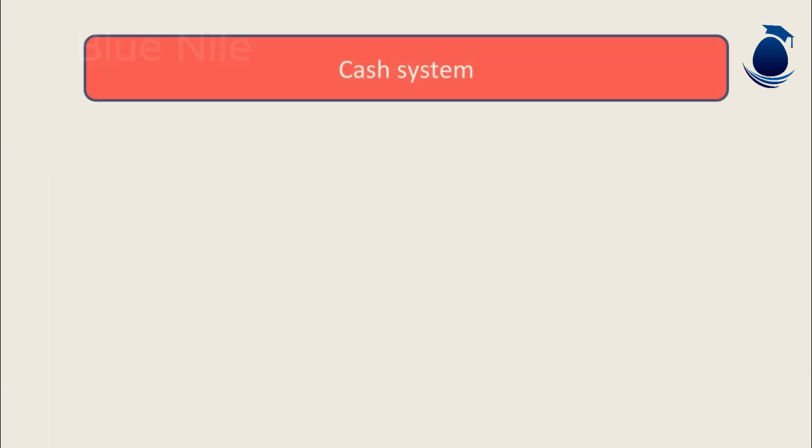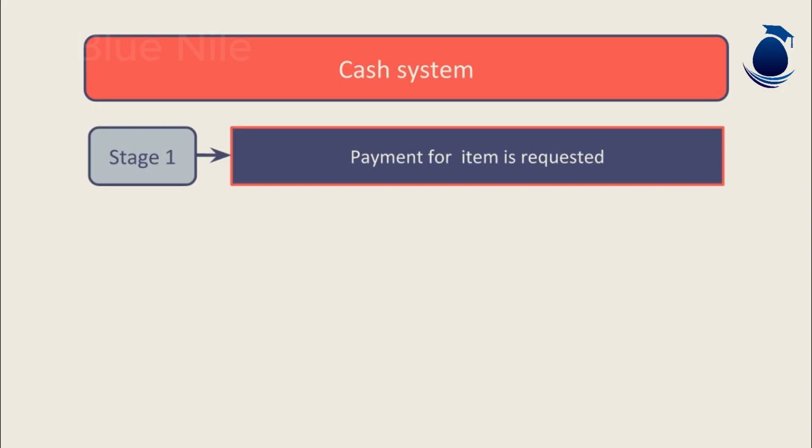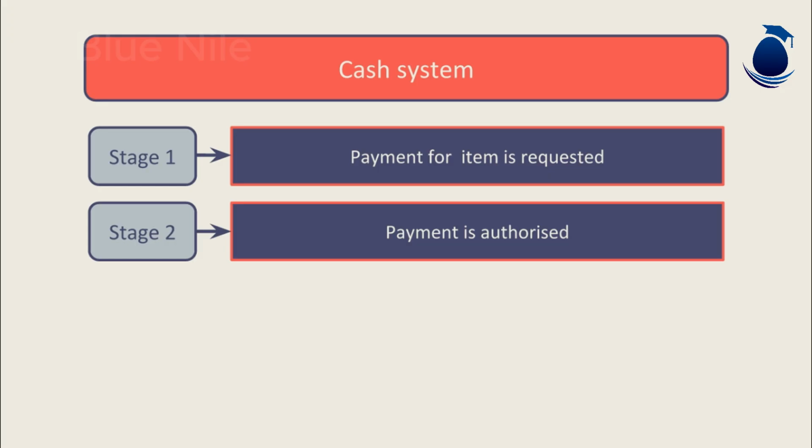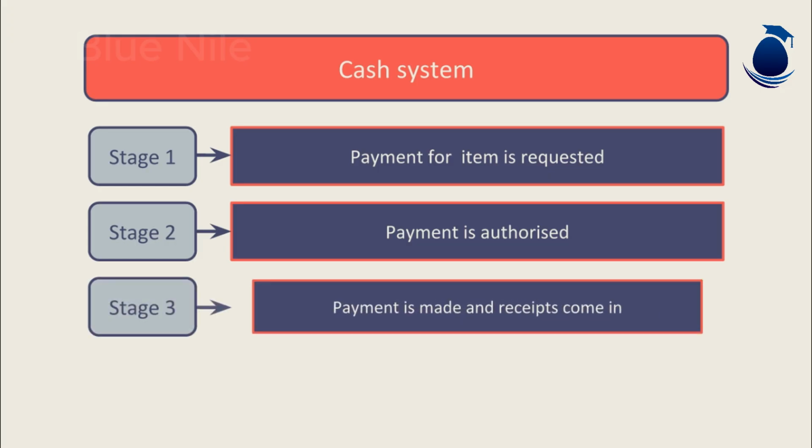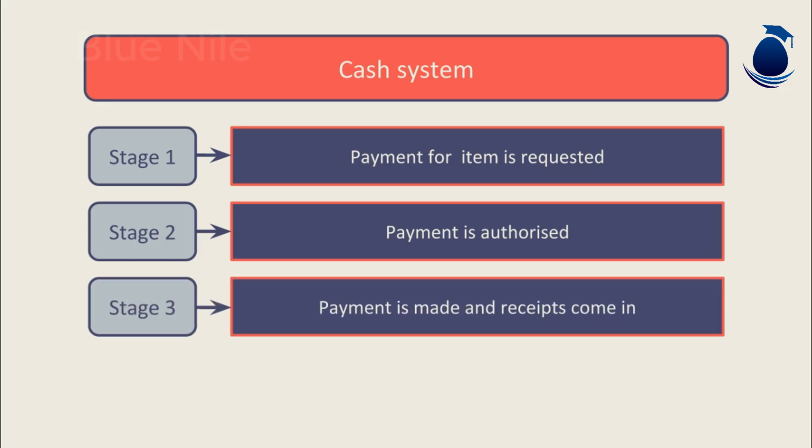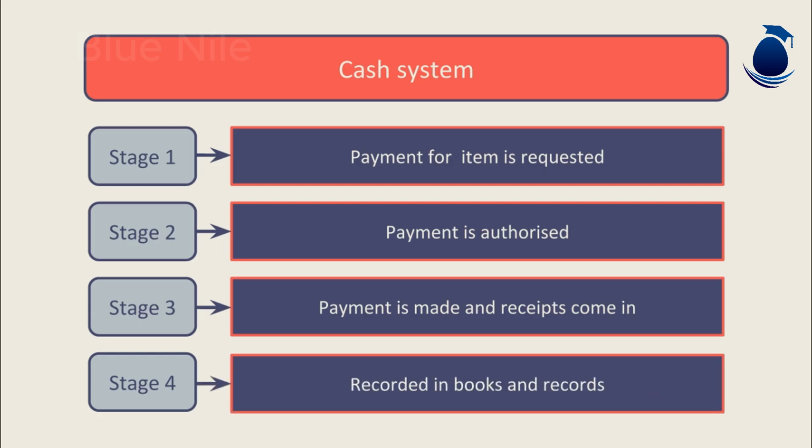Cash controls are our final system to review in this video. The stages of a cash cycle are: Stage 1, a payment for an item is requested. Stage 2, the payment is authorized. Stage 3, the payment is made and receipts come in. Stage 4, all movement in cash is then recorded in the books and records.